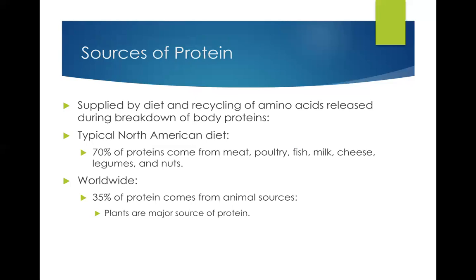As far as proteins consumed go, in the North American diet, we consume 70% from meat, poultry, fish, milk, cheese, legumes, and nuts. And worldwide, this number is a lot less as far as animal products go. In the world, plant protein is more predominant. However, there have been shifts both in the US and worldwide, which are actually opposite.